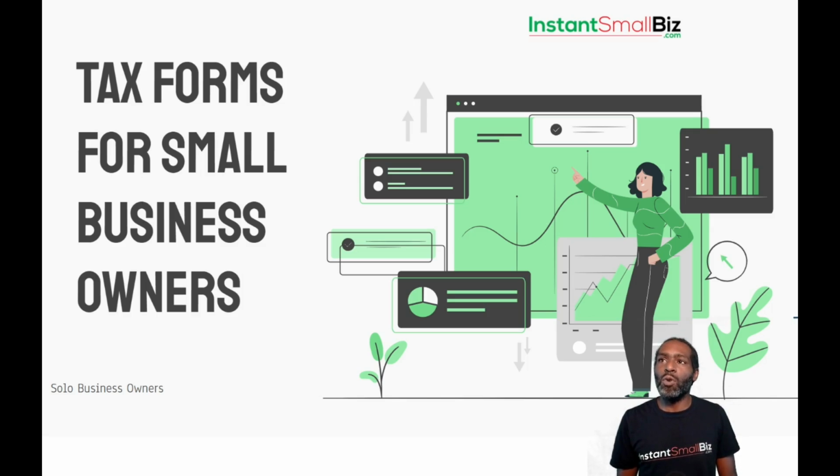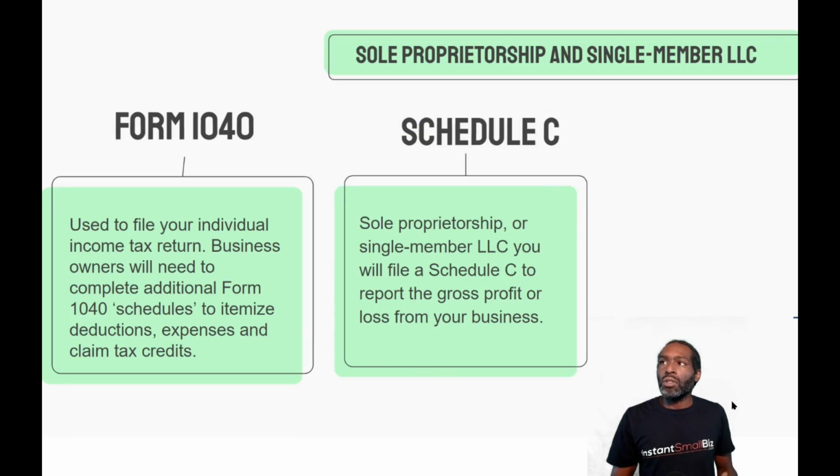Tonight's lesson is tax forms for small business owners, and this is part one, primarily for the solo business owners, even though we'll go through all the different types. So, sole proprietorship and single member LLCs. These are businesses basically that have one business owner. You don't have a partner, you're not a corporation. These are the single solo business owners.